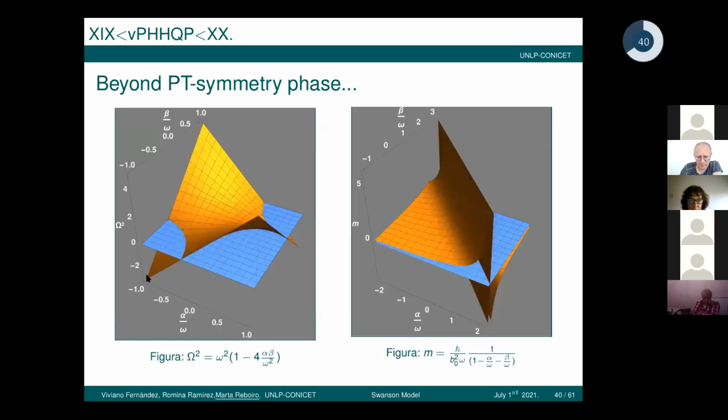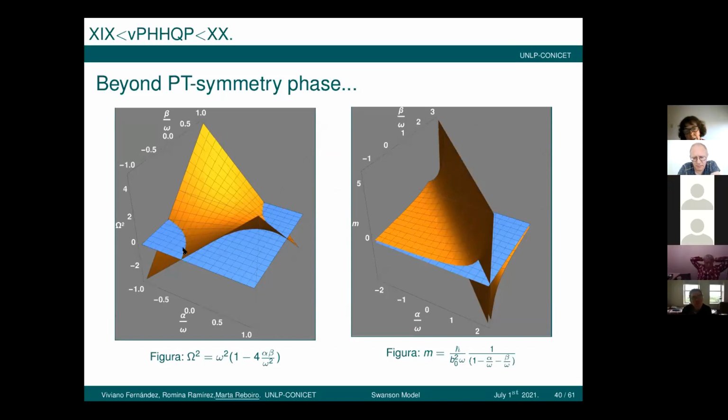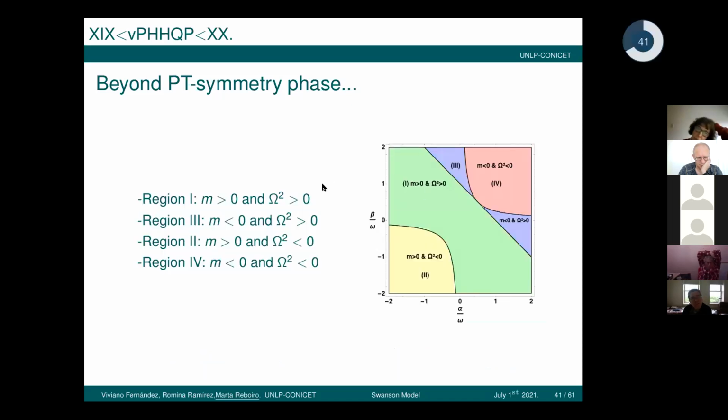Well, we plot omega square and we plot M, and we find that omega square can take negative and positive values, but it is a continuous function. Omega is always different from zero in our assumption. And M can take positive or negative values, but there is a discontinuity along this plane. So we end up with 4 regions.